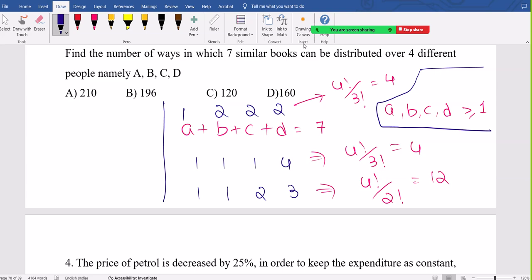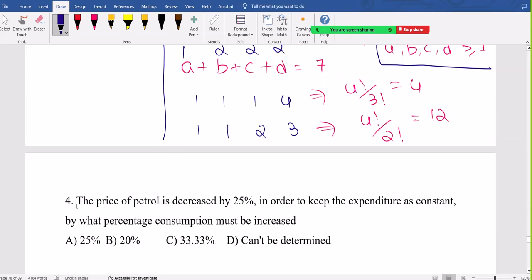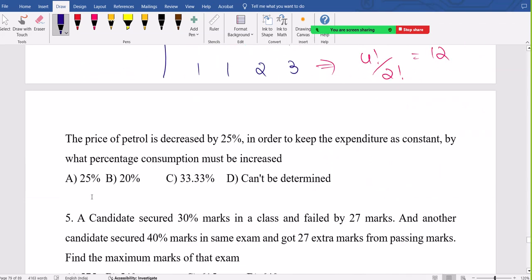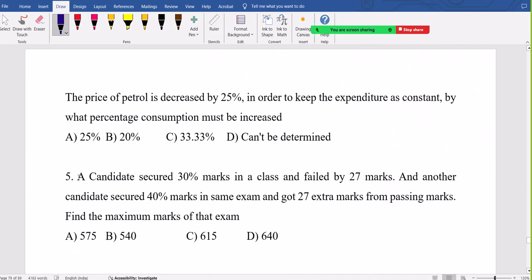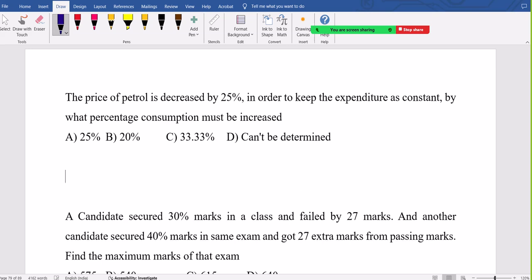Yeah, next, meanwhile, the price of petrol is decreased by 25% in order to keep the expenditure. Have a look into this question.